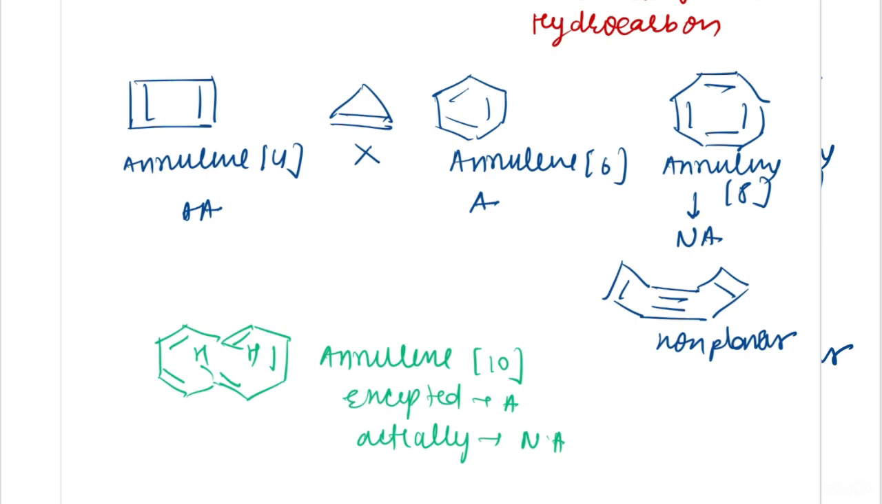This hydrogen and hydrogen are repelling each other. So this bond goes upside and this goes downside. So when they both are repelling each other, they become non-planar, and non-planar means they become non-aromatic.